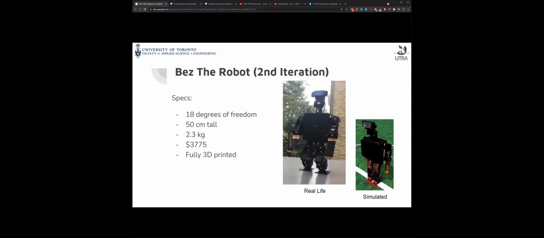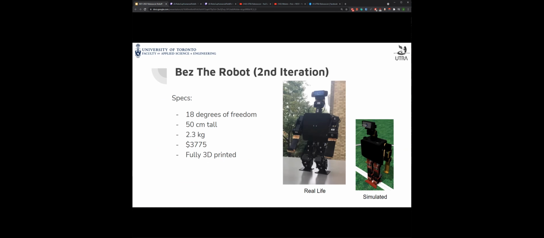So we call our robot Bez. He's the second iteration. You'll see the first iteration soon. He is 50 centimeters and 2.3 kilograms, so the size of a toddler, more or less. He costs $3,800, which might seem like a lot, but compared to the competition, it's usually 3 times the price. So it's quite an engineering feat.